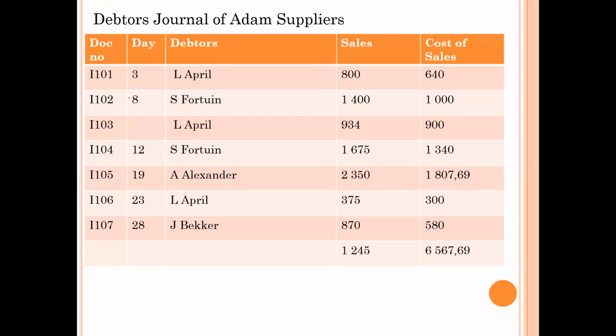There on the 8th, there are the 2 debtors, S14 and L April. I've given you the sales amount for both of them. S14 is 1,400 and April is 934 Rand. And then the cost of sales, I've given that in brackets to you guys. So 1,000 Rand for S14 and 900 Rand for April. All right.